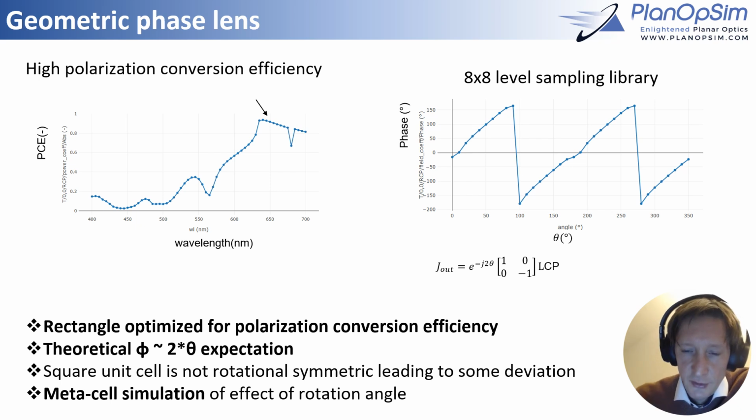We can then use this to create our phase sampling library. We first confirm that indeed when we rotate the angle here, we get the phase control with this angle of 2 theta. We see that it's not exactly the theoretical rotation. The main reason for that is that we have a square unit cell, so the structure is not completely rotationally symmetric, but all in all this effect is minor.